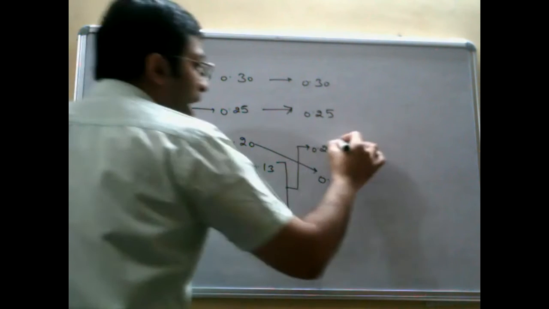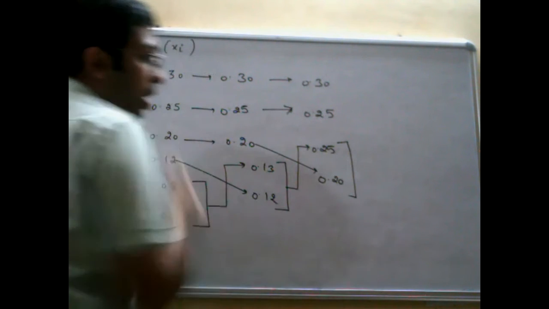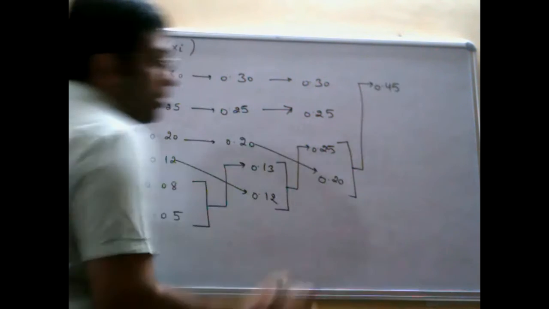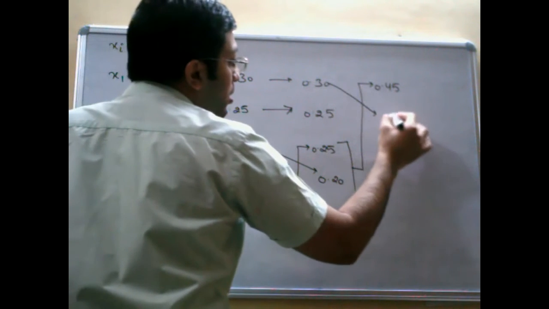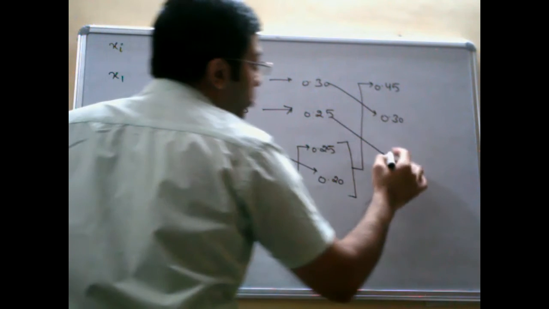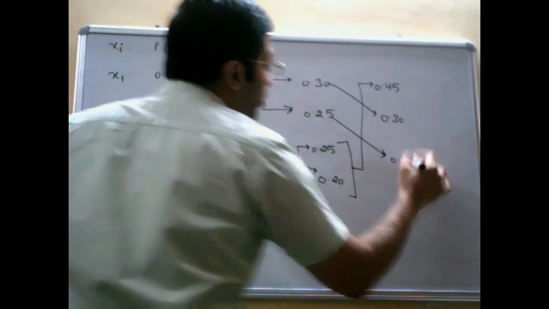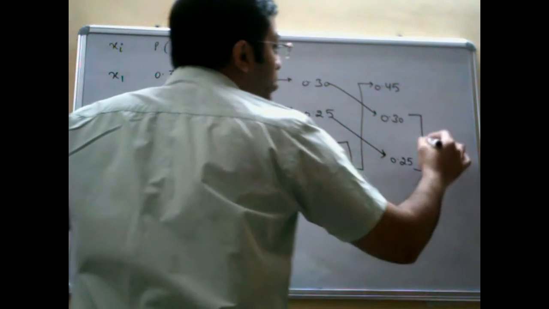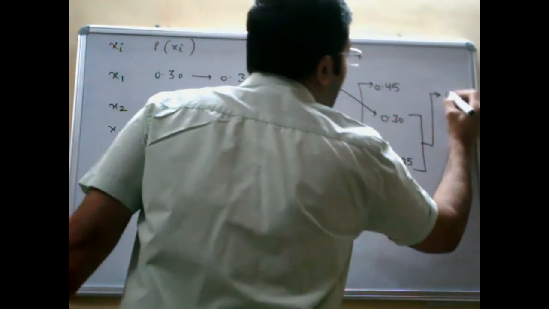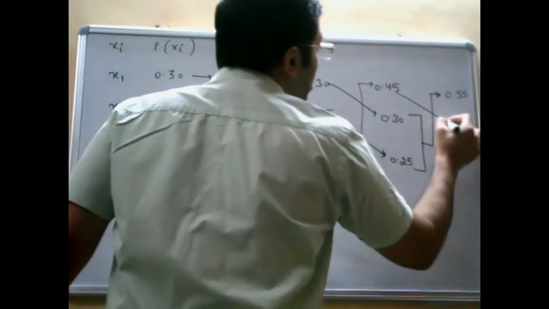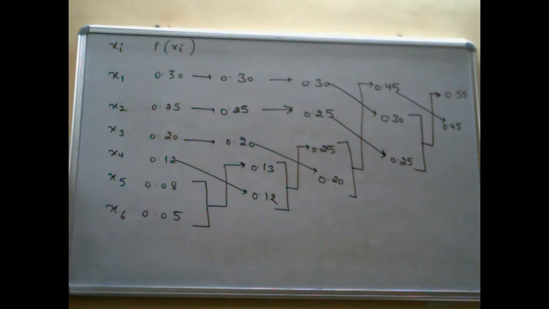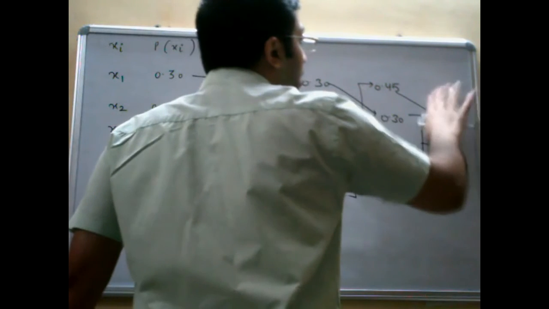Here, to add these two, it is going to be 0.45. Now it will move to the top. Okay, 0.30 will come here. 0.25 is going to come here. Add these two, it moves to the bottom, it moves to the top, 0.55 and 0.45. Okay, I'm writing it properly.